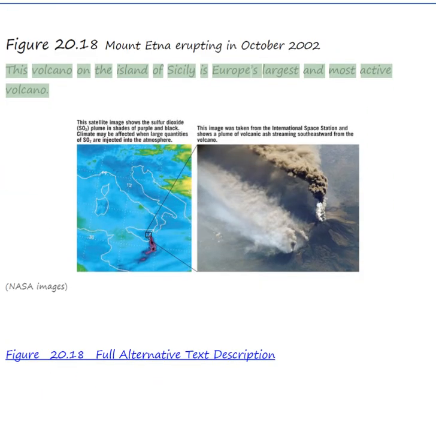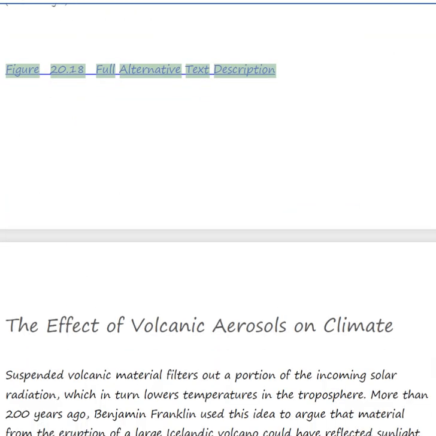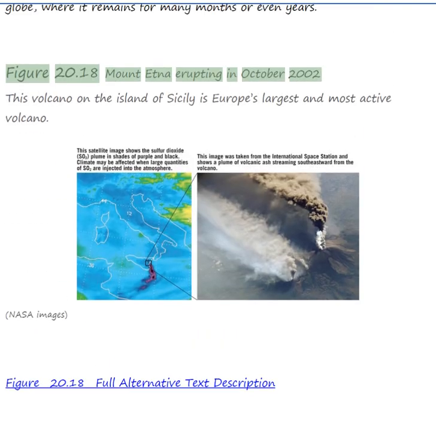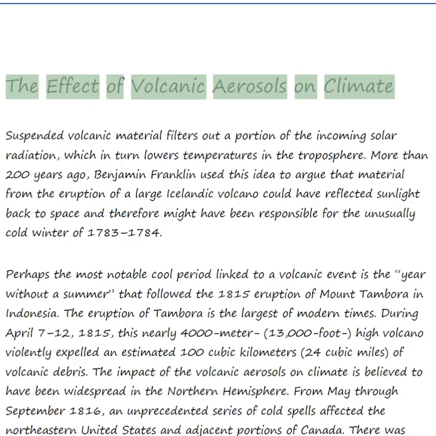This volcano on the island of Sicily is Europe's largest and most active volcano. Figure 20.18 Full alternative text description. Figure 20.18 Mount Etna erupting in October 2002. The effect of volcanic aerosols on climate.